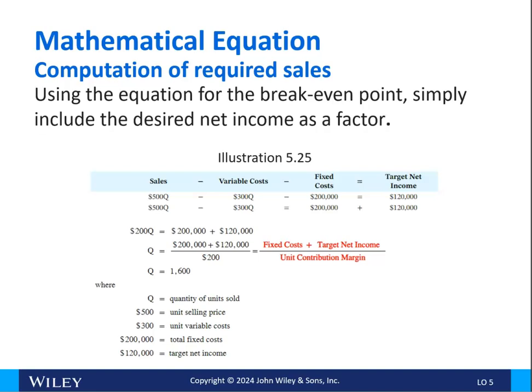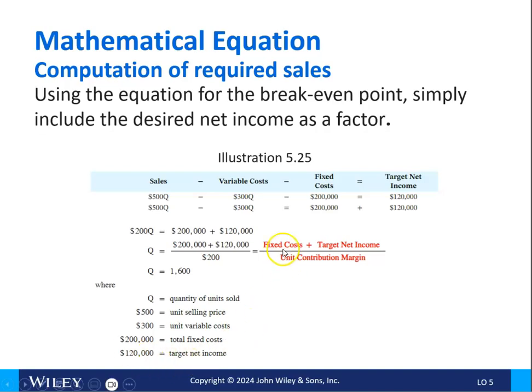So if we set our target net income of $120,000, we have $500 of sales per unit, $300 of variable cost per unit, and $200,000 of fixed costs. We set the equation, we go through, and our fixed cost plus target net income divided by unit contribution margin gives us our quantity of 1,600.